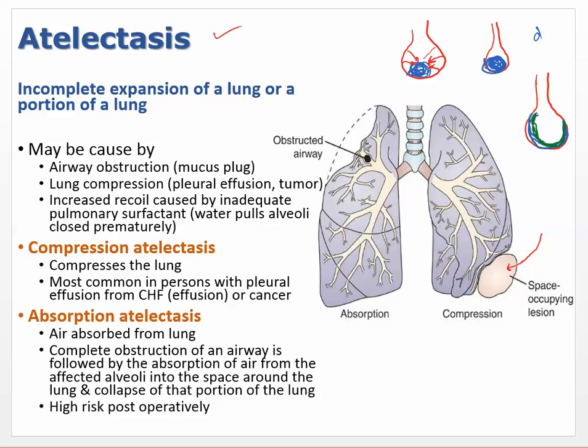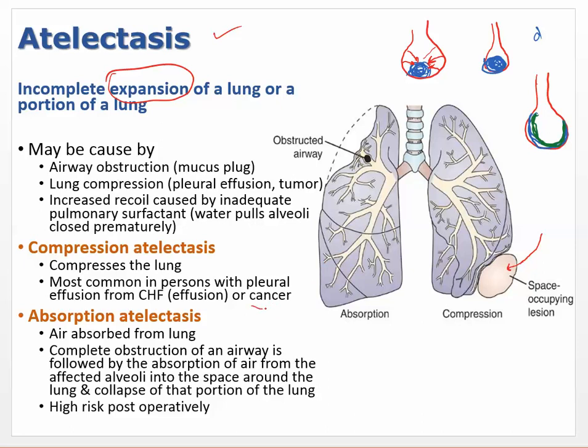So that's going to decrease the recoil because it's not going to expand. That's going to be an incomplete expansion, because this thing can't expand because that water's pulling on it so tightly. So compression atelectasis compresses the lung. Pleural effusion, increased fluid around there, that kind of makes sense. That's going to compress the lung. It's not going to be able to open as much.